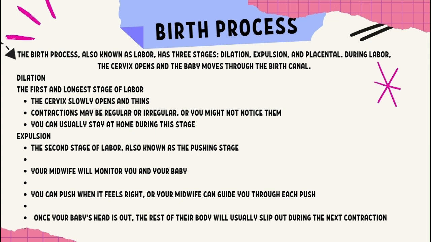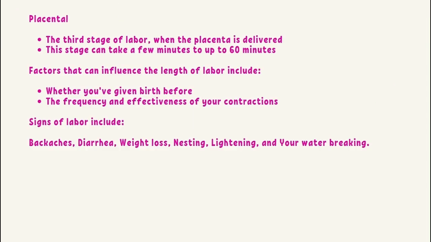And in that case, they might tell the pregnant woman to have a C-section, or they might tell them to do something to try and turn the baby, right? So the placenta is delivered in the third stage of labor, and this stage can take a few minutes or up to 60 minutes.